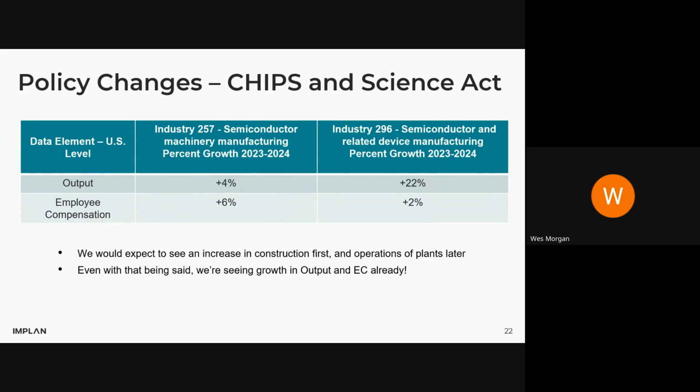Now, as with most policy, economic impacts are usually going to unfold in stages. So for example, we would expect to see an increase in construction for plants first, and then increases to the operations of those plants later on. Even with that being the case, we are already seeing some increases in output for the relevant industries that this construction is aimed at bolstering. So you can see on your screen here that the two relevant industries that might operate in such plants have already seen some growth in output and employee compensation as well, though the employee compensation lift is a little bit smaller.